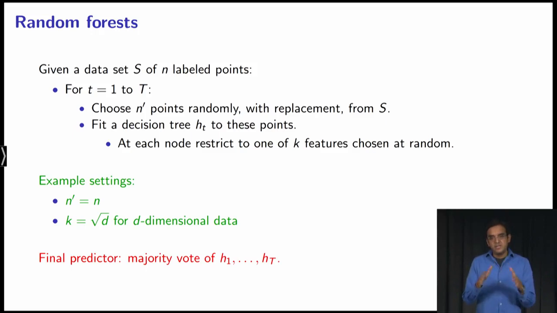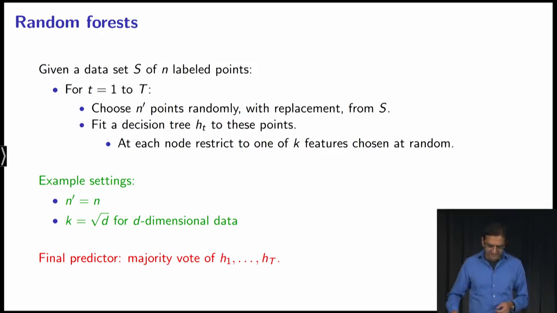And in building each tree, we're going to use two kinds of randomization. The first thing we're going to do is that instead of using the original data set S, we're going to resample the data. The way we do this is that we're going to take S, our set of n points, and we're going to randomly sample n prime points with replacement from S. Typically, n prime is taken to be n.